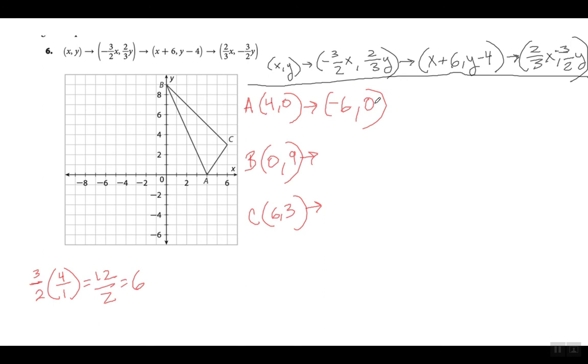So it's not as difficult as it may seem. Okay, let's do the next one. 0 times anything is 0. Oh, I'm sorry, I forgot to write A prime here. Let me write that. A prime. B prime. 0 times anything is 0.